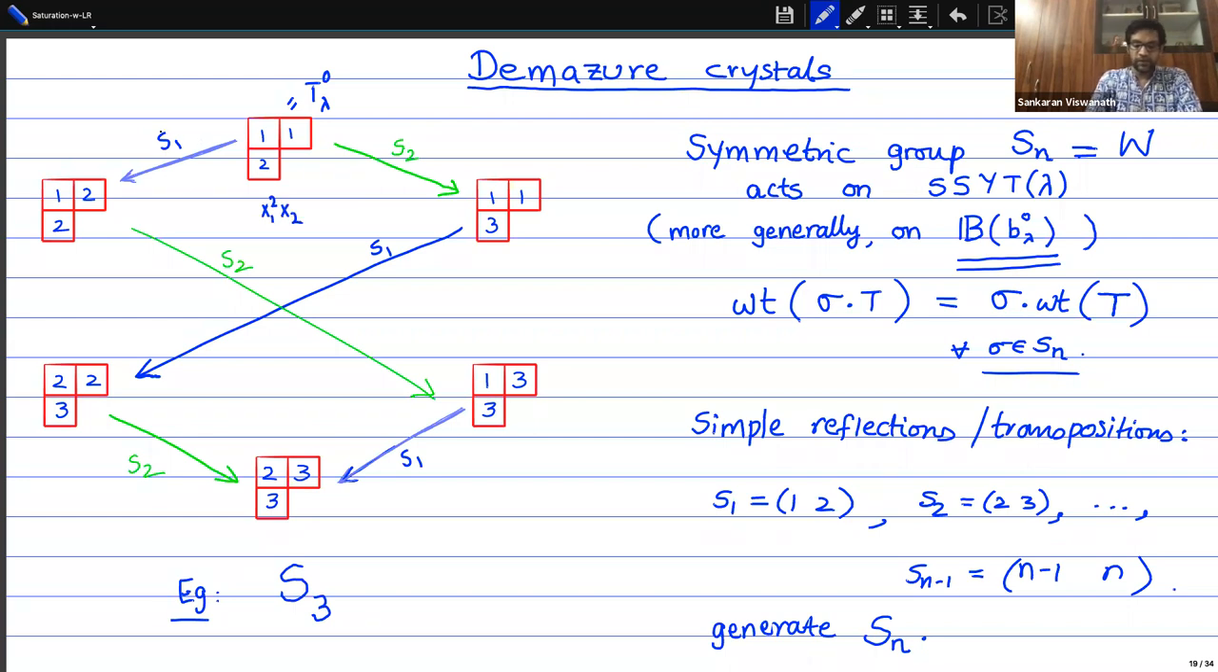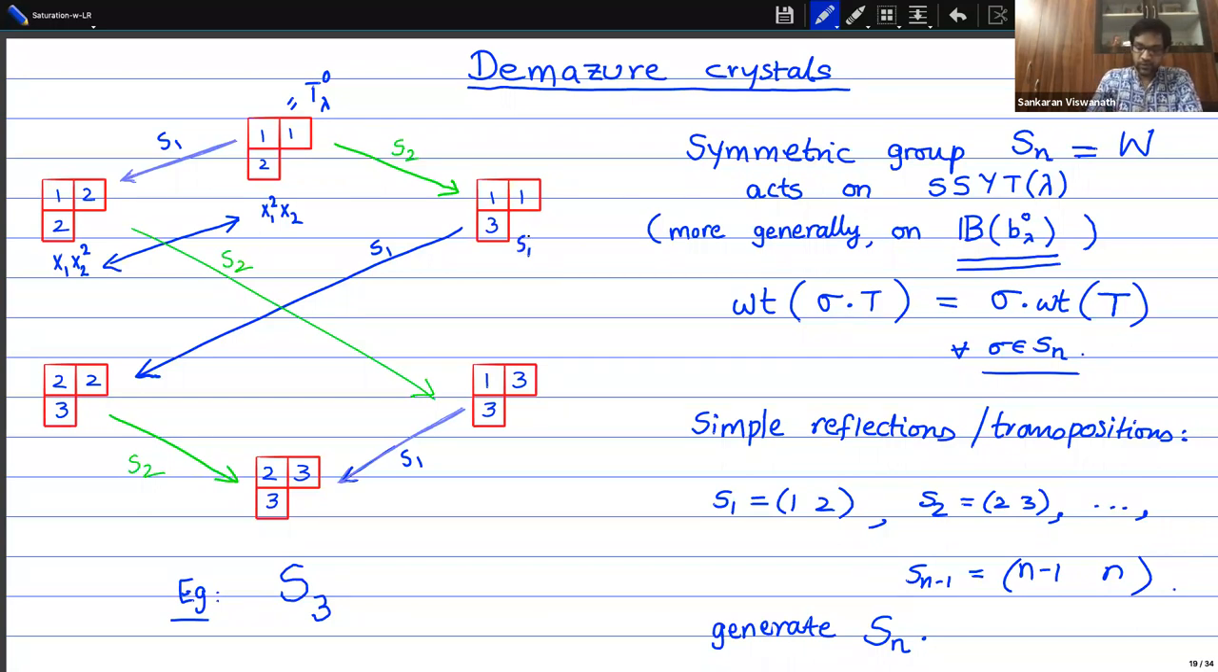And if you apply the simple reflection S1, which is supposed to change 1 and 2, this new guy has weight, well, this is single 1 and 2, 2. So this is weight X1, X2 square. Okay, so observe that this weight X1, X2 square is obtained from X1 square, X2 by switching 1 and 2.